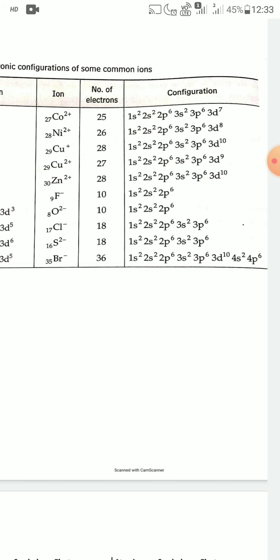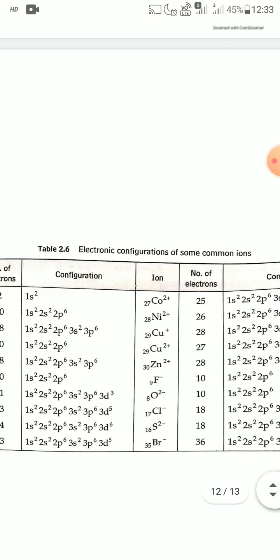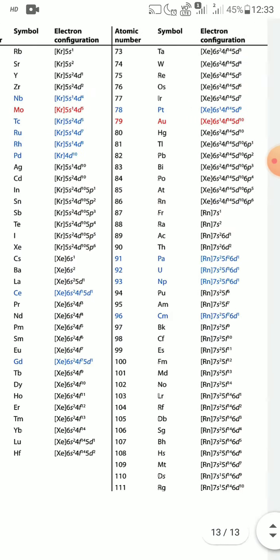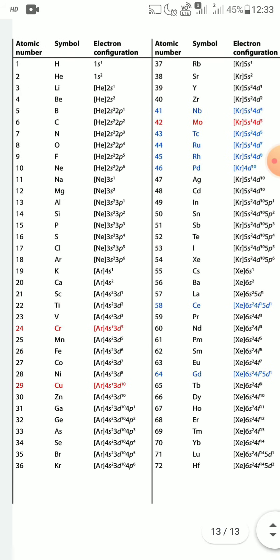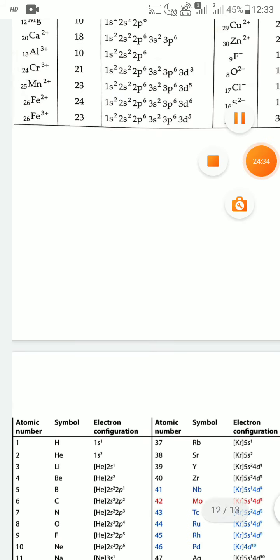Okay, so see the electronic configurations here: those of some cations and anions are given, and the electronic configurations of all the elements are given in this table. You have to remember the electronic configurations of the first 36 elements. Okay, thank you.